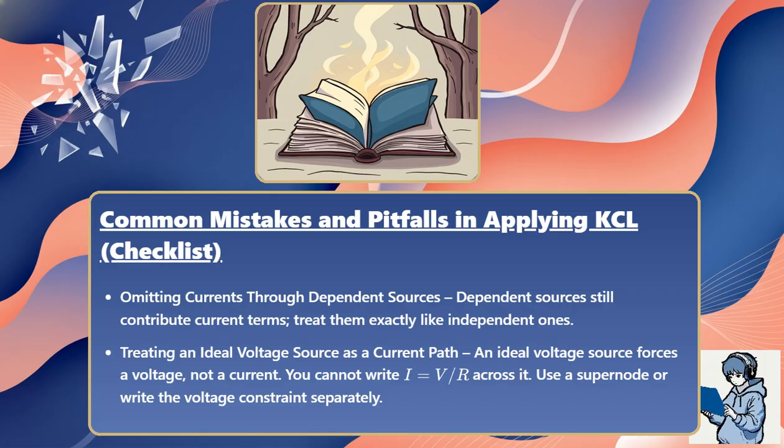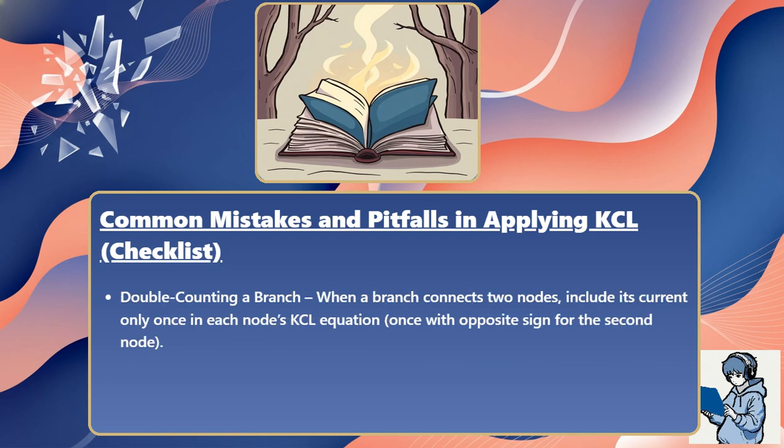Treating an ideal voltage source as a current path: an ideal voltage source forces a voltage, not a current. You cannot write I equals V over R across it. Use a supernode or write the voltage constraint separately. Double counting a branch: when a branch connects two nodes, include its current only once in each node's KCL equation, once with opposite sign for the second node.